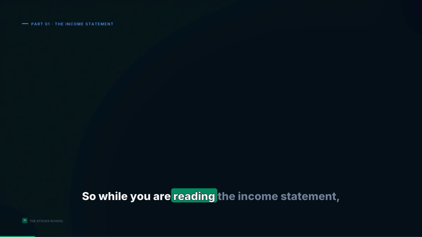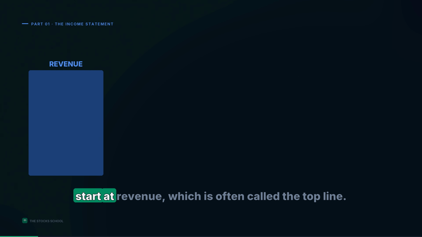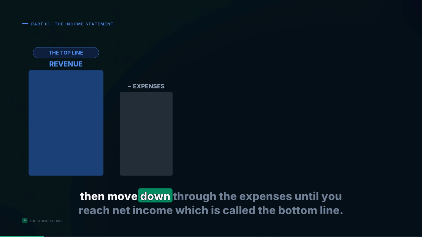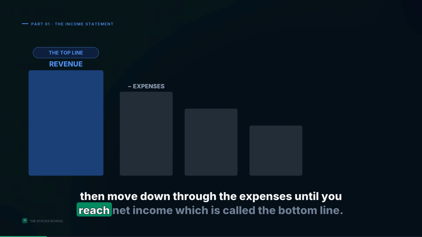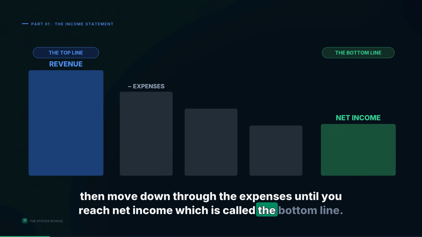So while you are reading the income statement, start at revenue, which is often called the top line, then move down through the expenses until you reach net income, which is called the bottom line.